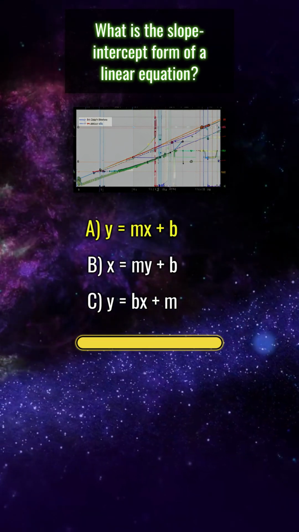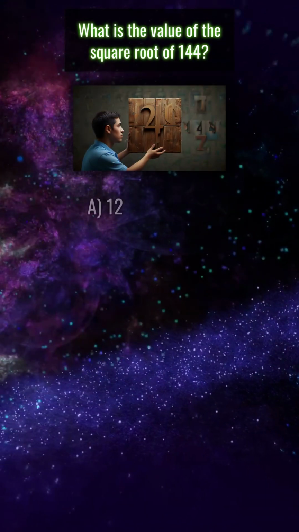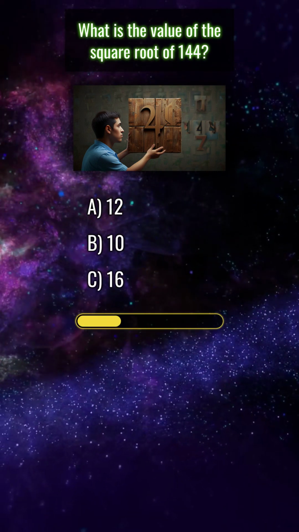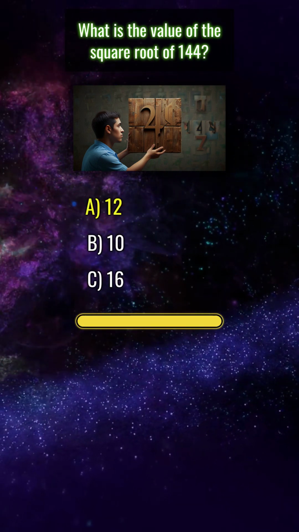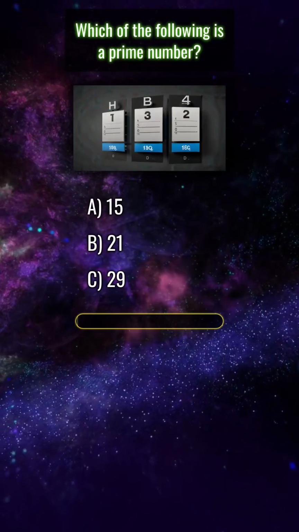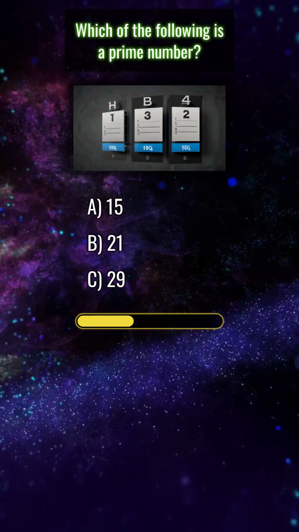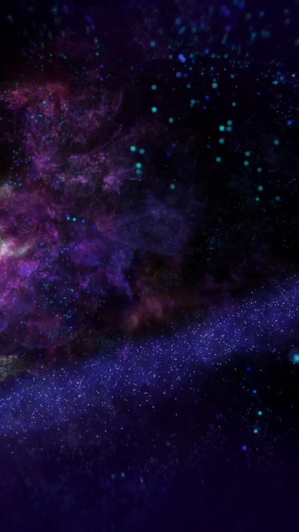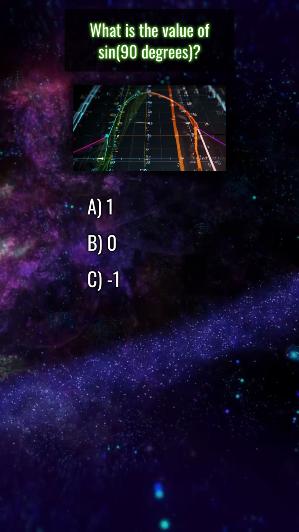A. y equals mx plus b. What is the value of the square root of 144? A. 12. Which of the following is a prime number? C. 29. What is the value of sine 90 degrees?